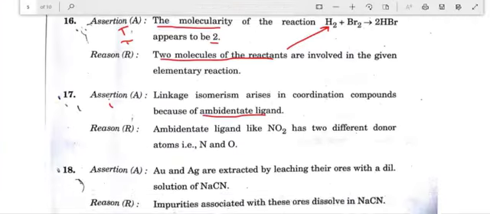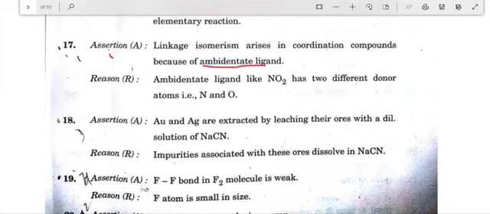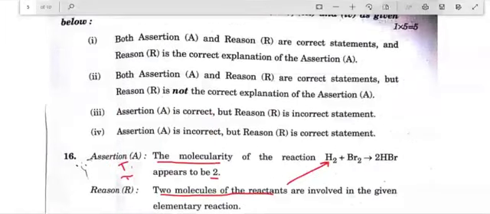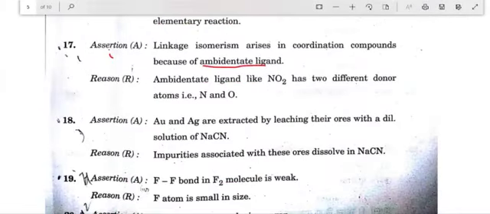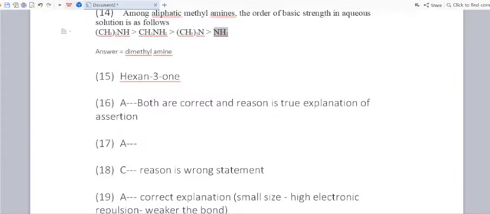Then we have: gold and silver are extracted by leaching with the help of NaCN, and impurities in these ores dissolve in NaCN. Well, this is a wrong statement, and therefore the answer is assertion is correct, reason is incorrect. So option number 3 is the correct answer.